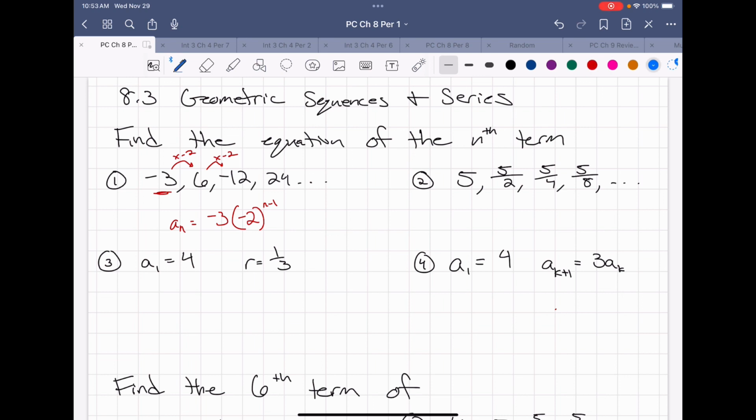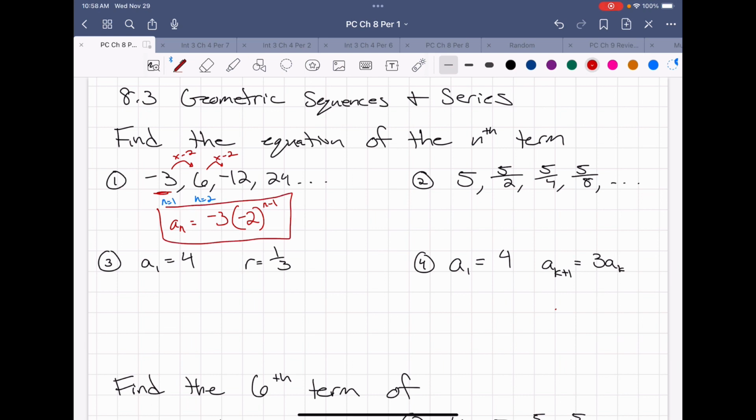And here's why, right? This is n equals 1, n equals 2, etc. If I plug 1 in here, it's going to become 0. Anything to the 0 is just 1, and I get that first term. So you have to have n minus 1 in the exponent.